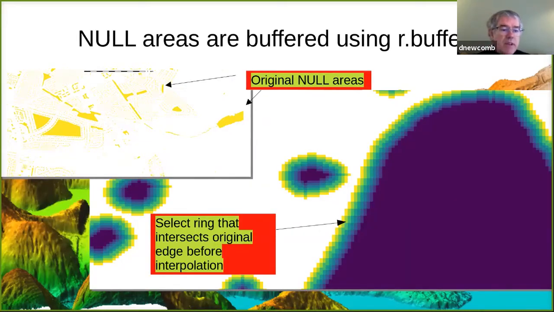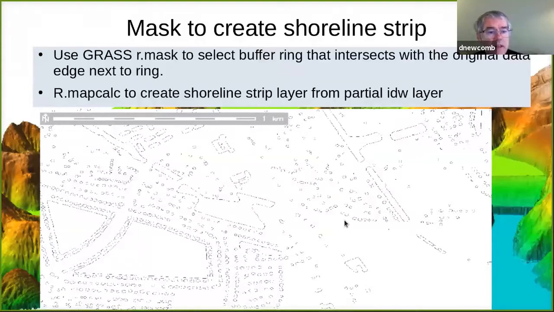So this is what the null areas would look like in the 1 and null. And then we buffer each one of those so that you've got a zoned buffer. And you select the ring of that zoned buffer that overlies the original shoreline of a water body. Then you can use a mask and then select the IDW interpolated values using that strip mask, and you end up with a ring around every footprint of the building and every water body.